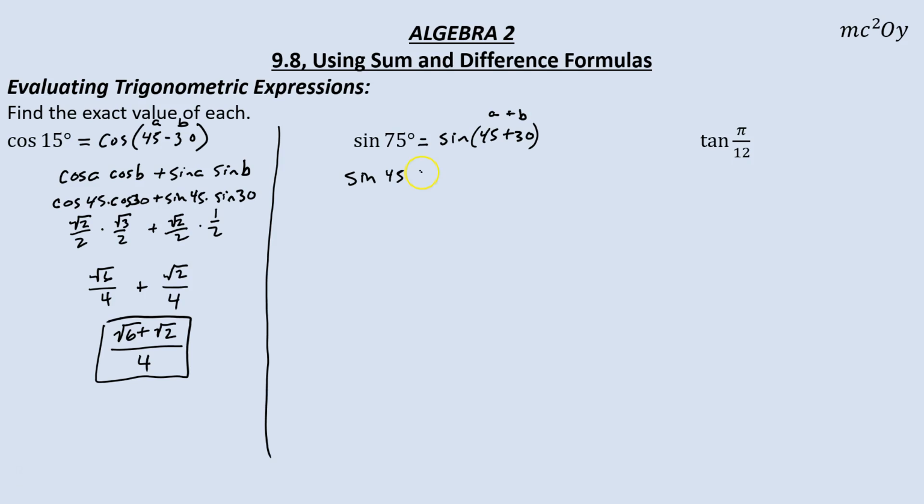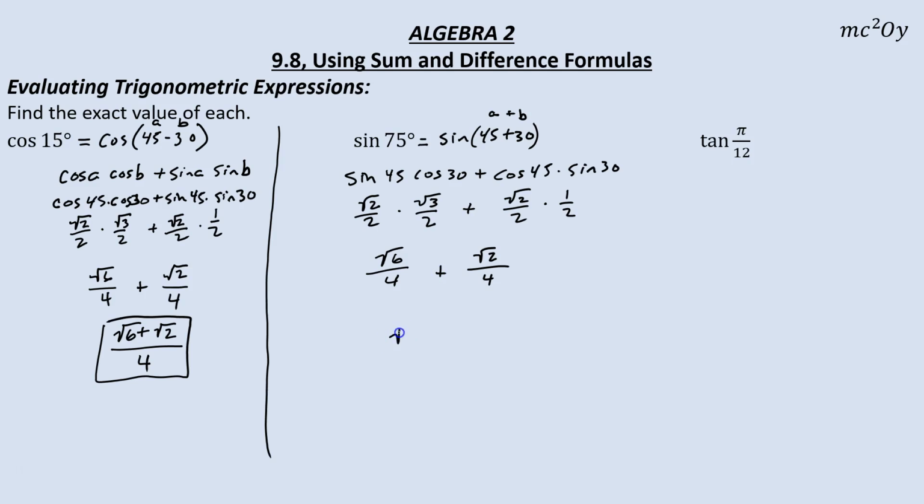Sorry about that. And cosine of 30 plus sine of, plus cosine of 45 times sine of 30. Okay? Sine of 45, root 2 over 2. Cosine of 30, root 3 over 2. Cosine 45, root 2 over 2. Sine of 30, 1/2. Multiply, it's root 6 over 4. Root 2 over 4.